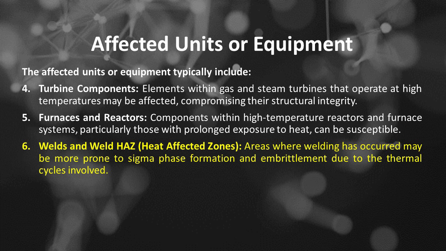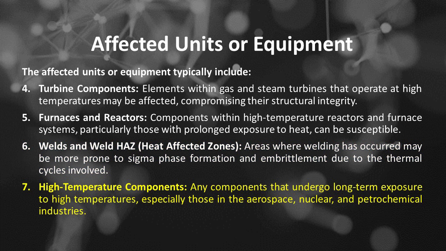Areas where welding has occurred may be more prone to sigma phase formation and embrittlement due to the thermal cycles involved. Number 7 is high-temperature components. Any components that undergo long-term exposure to high temperatures, especially those in the aerospace, nuclear, and petrochemical industries.